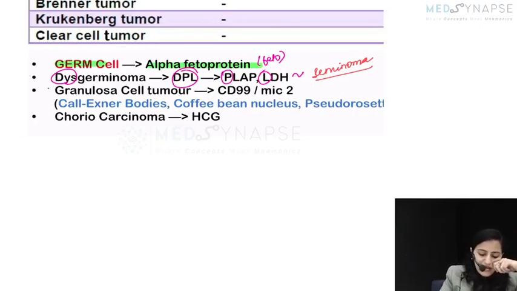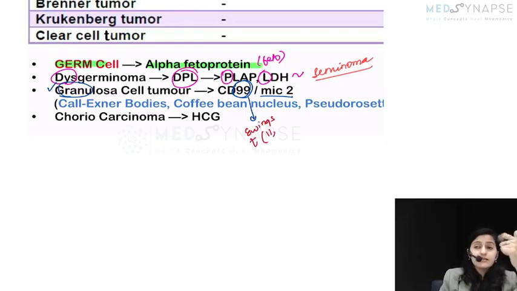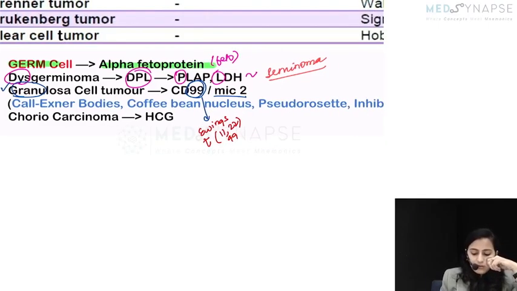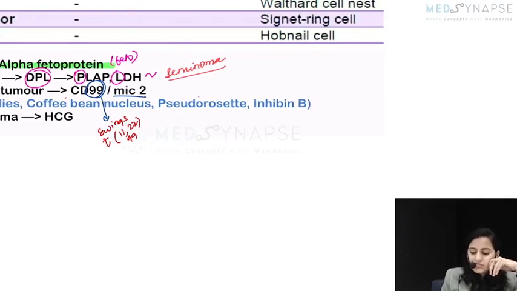The marker for your granulosa cell tumor: granny. What is the age of the granny? 99. CD99, which is MIC2. Have you seen CD99 anywhere else? Ewing sarcoma. Which translocation did you see in it? 11, 22, all double double. 22, 11, 22, 99. What bodies do you see in granulosa cell? Call-Exner bodies. It has coffee bean nucleus, pseudo-rosette appearance. The tumor marker is inhibin B.